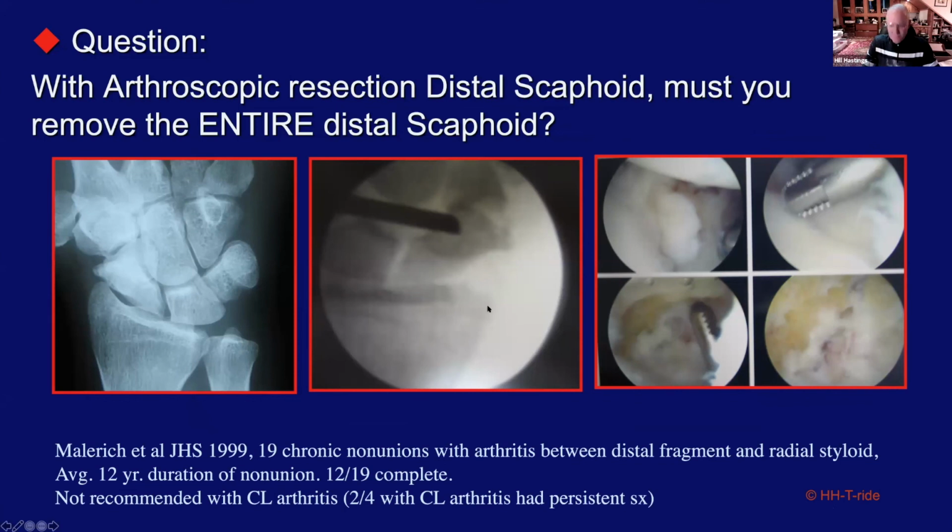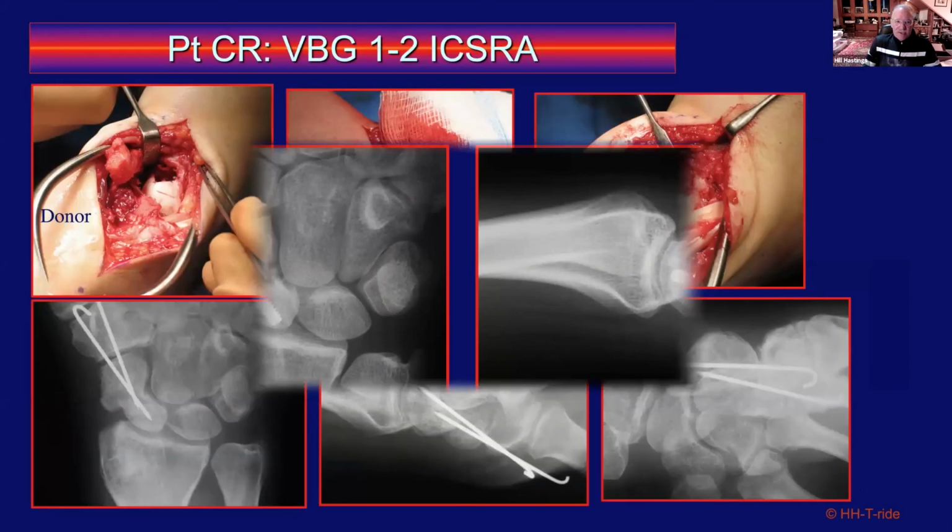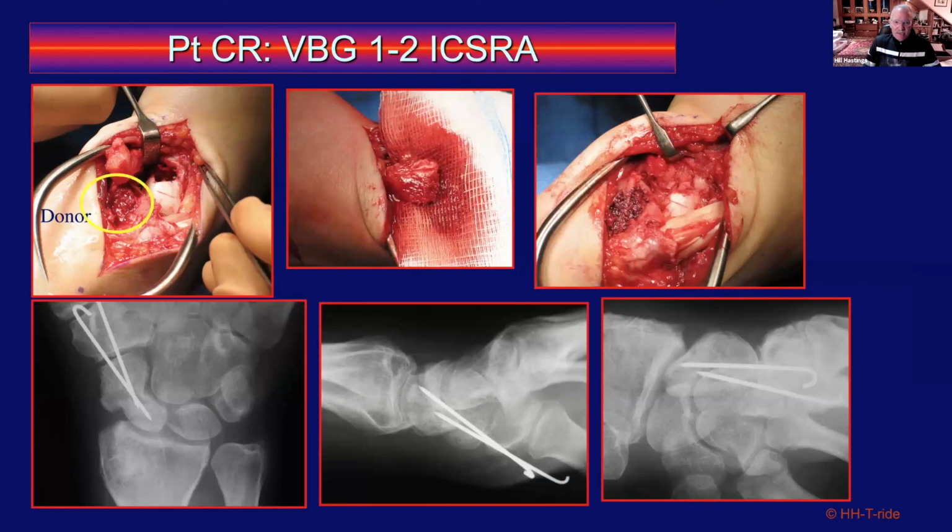Good question, Tom. So I'd like to bring things back full circle and open up a couple questions if there's anyone that hasn't entered into the Q&A. So this was our introductory case. And as Kyle showed us, he had a 1-2 ICSRA. You can see the graft here, and then the graft implanted. And obviously there was lucencies proximally and distally from the screw. So as Kyle recommended, this patient had K-wire fixation. You can see the radial styloidectomy that oftentimes I do as part of the 1-2 ICSRA.